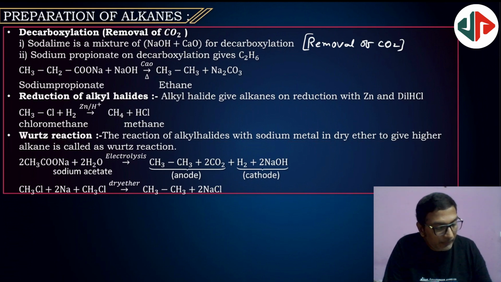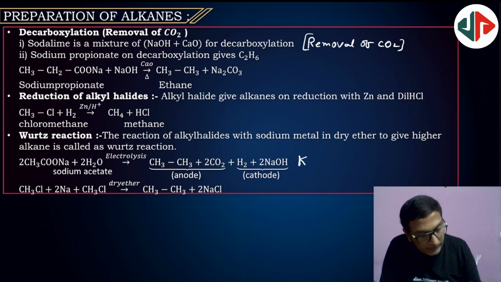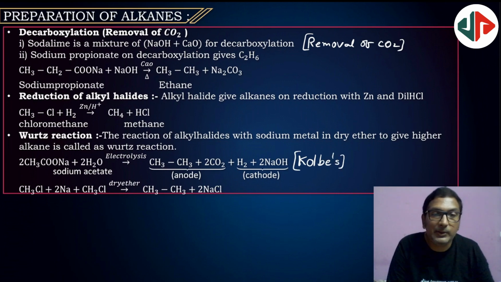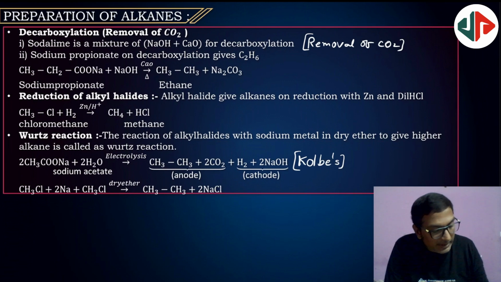Next, Kolbe's electrolysis. Sodium acetate gives hydrocarbon, which is ethane, and CO2 at anode, NaOH and H2 at cathode. Kolbe's electrolysis. Very important.